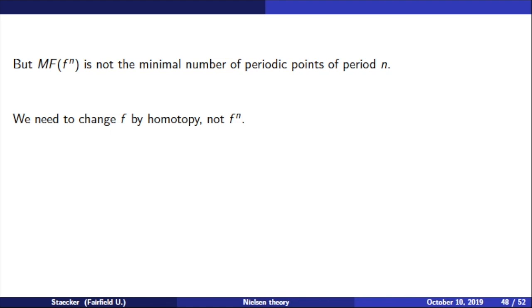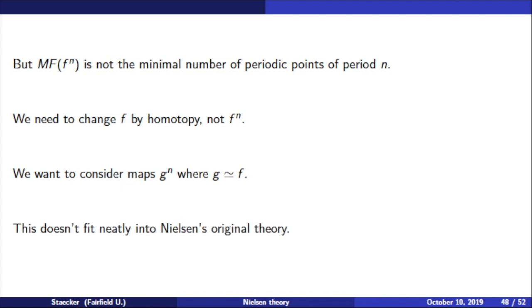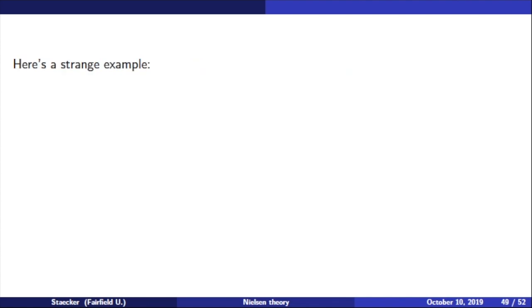I'm going to show you an example. We want to consider maps like this. g is homotopic to f, and then we look at g to the n, the iterate of g. This doesn't fit neatly into Nielsen's original theory. Here's a weird example just to demonstrate why there's a special theory for this. The function is very simple. f of z equals z bar, so I'm thinking of this as the unit circle in the complex plane. This is complex conjugation, so we're just doing a reflection, a vertical flipping of the circle, right?